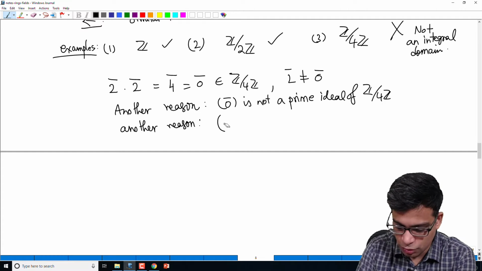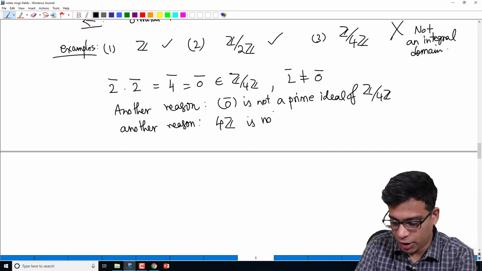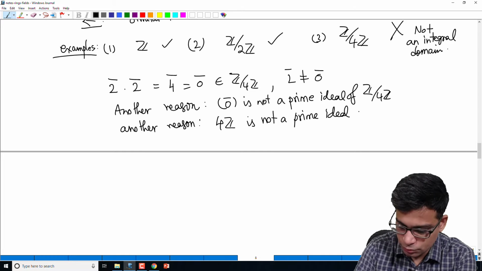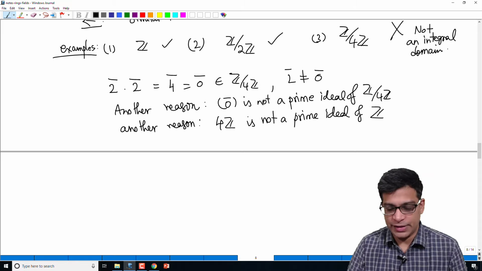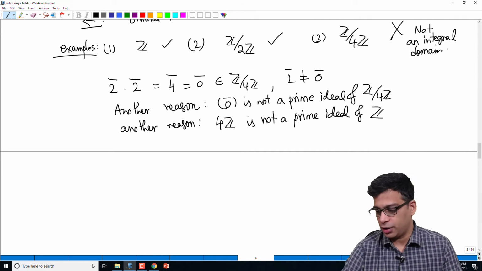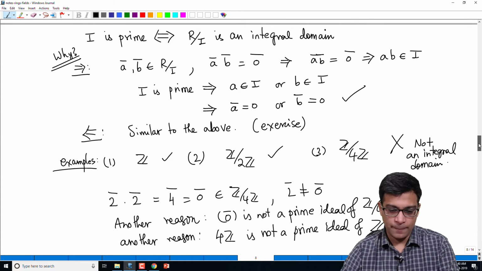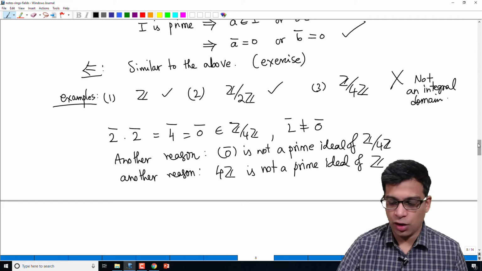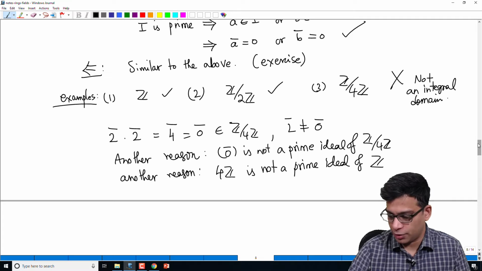4Z is not a prime ideal of Z. That also we know, because the product of 2 with itself is in 4Z, but 2 is not in 4Z. So 4Z is not a prime ideal of Z, and hence by the exercise I left for you, Z mod 4Z cannot be an integral domain. So as you can see, all these are connected, the notion of prime ideal and the notion of integral domain.